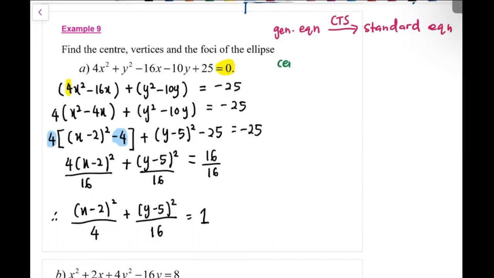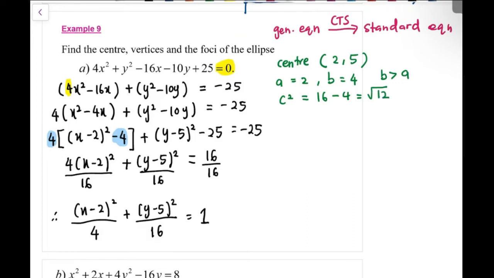So, for the center, the center is (h, k). No problem here, it is directly visible. It is 2, 5. Alright, so A is 2. B is 4, which means B is greater than A. So, in order to find C, we use B squared minus A squared, and we get square root of 12 here. Nicely done. From here, we have to find all the points.